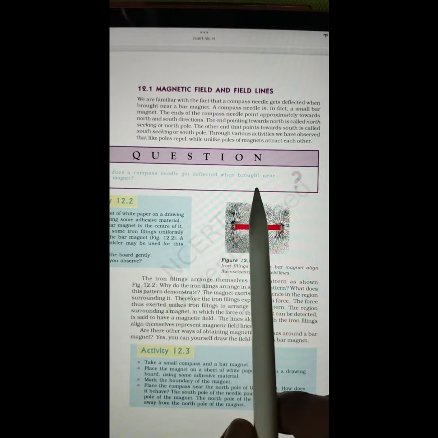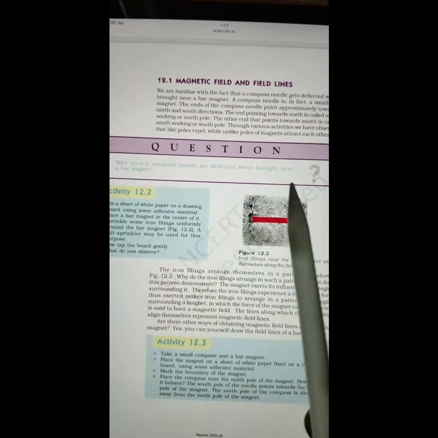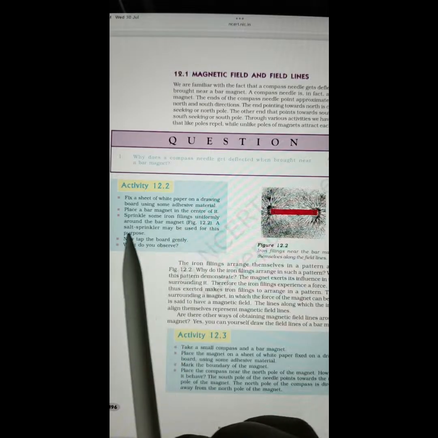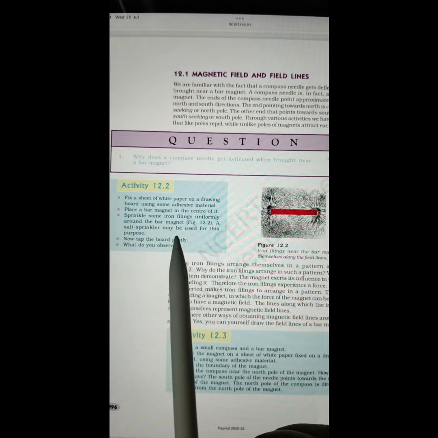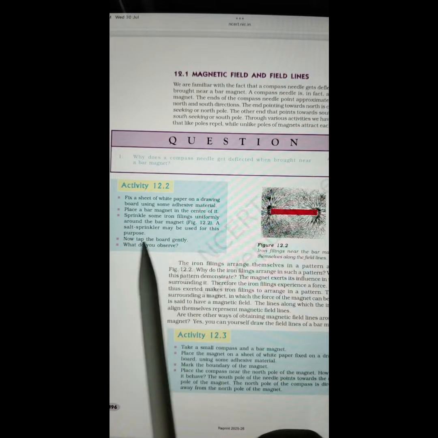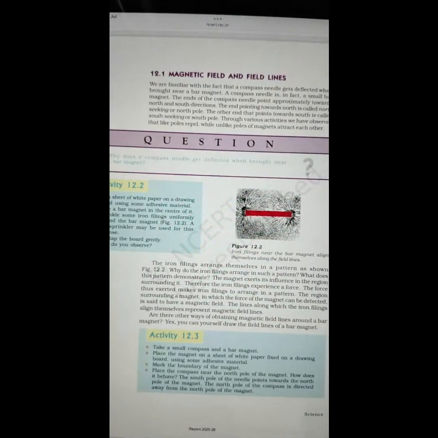In text question 1, why does a compass needle get deflected when brought near a bar magnet? Activity 12.2. Fix a sheet of white paper on a drawing board using some adhesive material. Place a bar magnet in the center of it. Sprinkle some iron filings uniformly around the bar magnet, figure 12.2, this one. A salt sprinkler may be used for this purpose. Now tap the board gently. What do you observe?